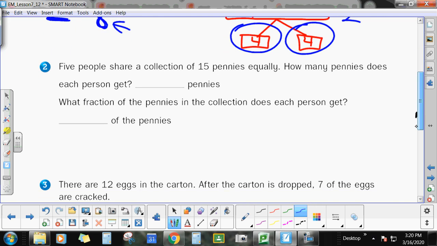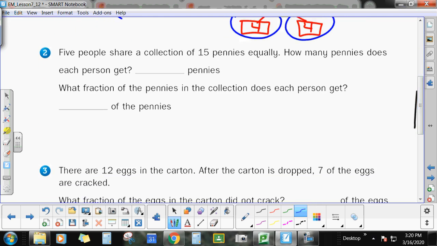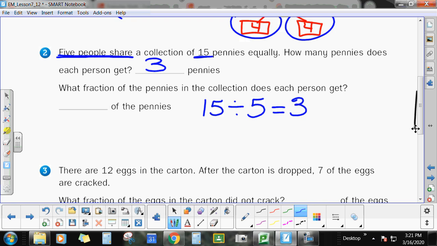All right, looking at number 2. This time, 5 people are sharing a collection of 15 pennies equally. So how many pennies does each person get? Guys, think about what you're doing. You're taking 15 pennies and dividing those 15 pennies between 5 people. When you take 15 and divide it by 5, because we're getting pretty good with our multiplication and our division, we know that that is 3. So each person is going to get 3 pennies.